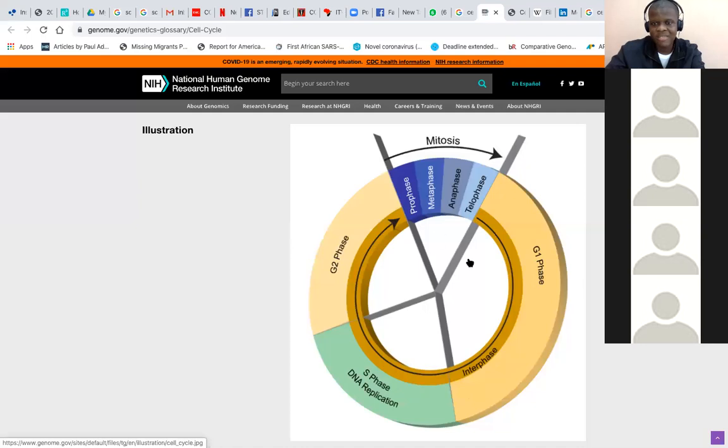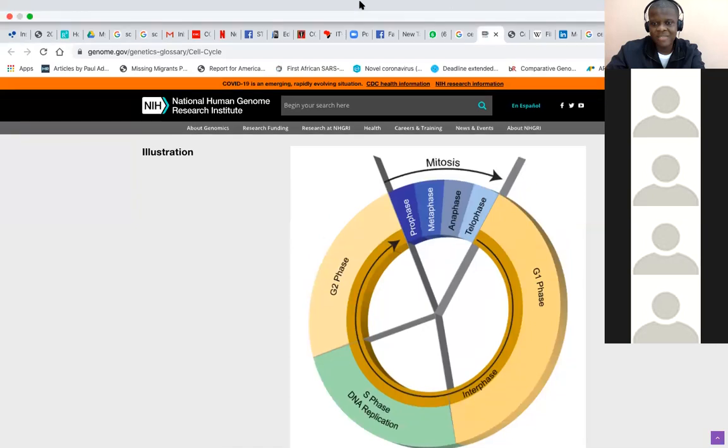So interphase is the sum total of G1 phase, the S phase, and the G2 phase that a cell passes through.